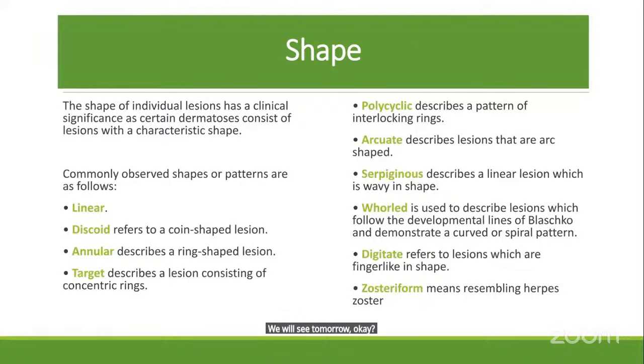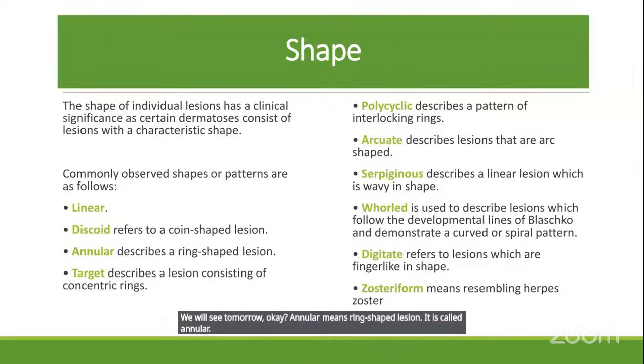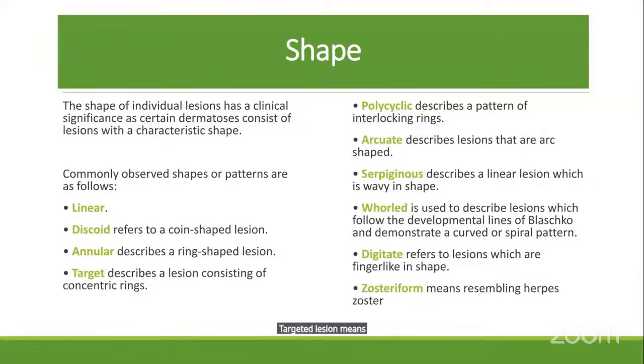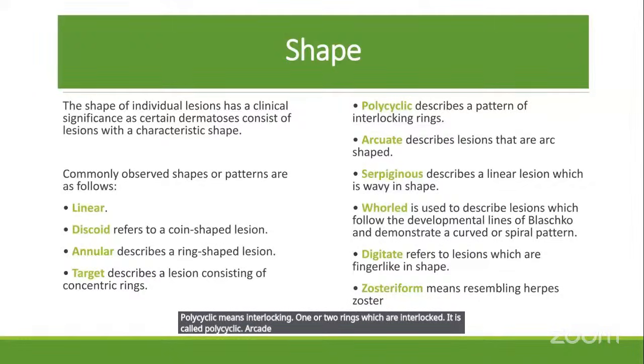Okay. Annular means ring-shaped lesion. Targeted lesion means concentric rings are there. Linear means it will be in a line. Discoid means it is a coin-shaped lesion. Annular means it is a ring-shaped lesion, like a ring. Target means one or two, three concentric rings will be there. Polycyclic means interlocking. One or two rings which are interlocked. It is called polycyclic. Arcuate means in the form of an arc.